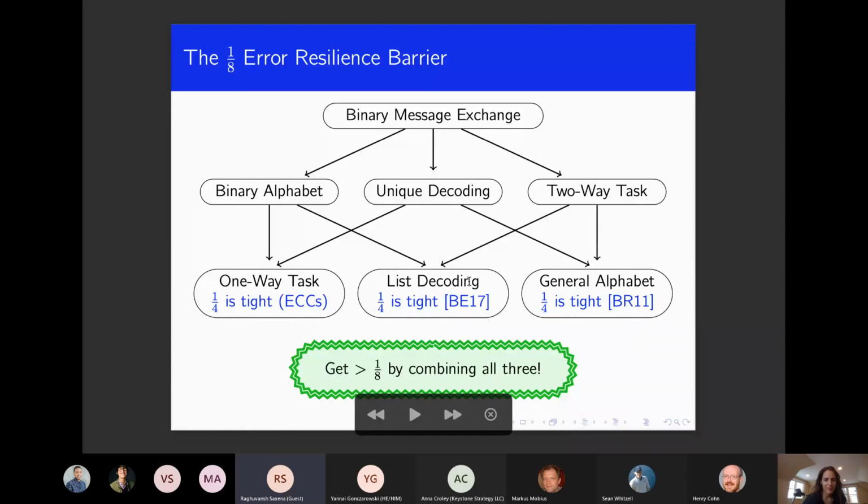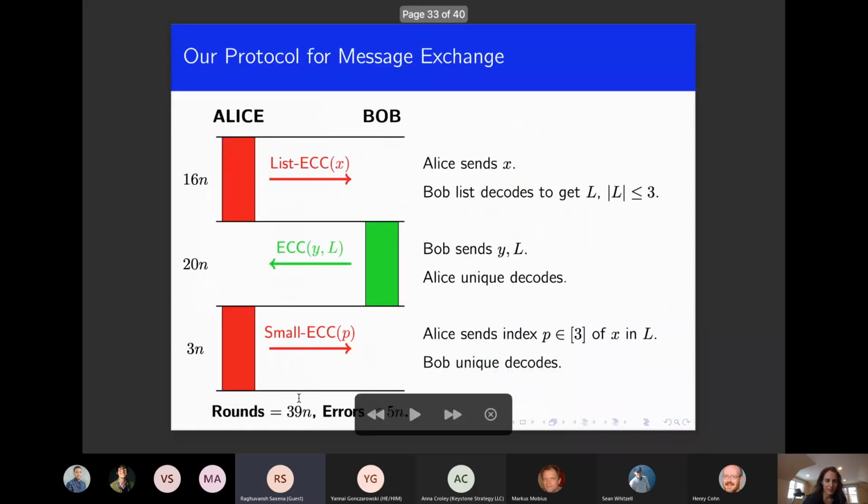Okay, so let's see, the next protocol is this paper. We want to get a protocol that has error resilience more than 1/8. We are in the non-adaptive binary setting. There is no adaptivity. The exact error resilience that we will go for is 5/39. It's more than 5/40, which is 1/8. Like I said, we didn't optimize it. It can probably be improved. We don't have a matching lower bound. But let's go to the protocol.